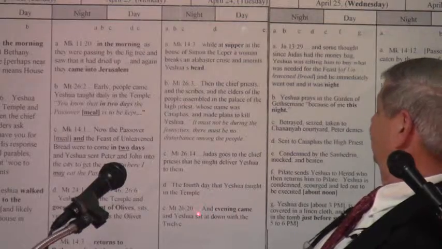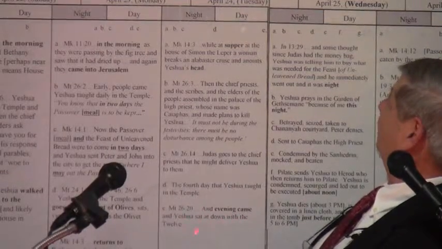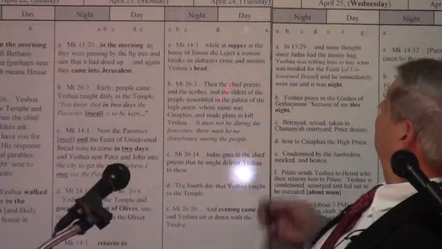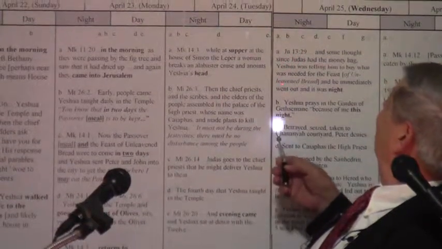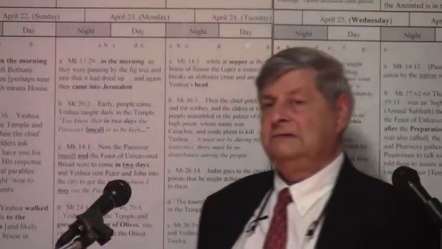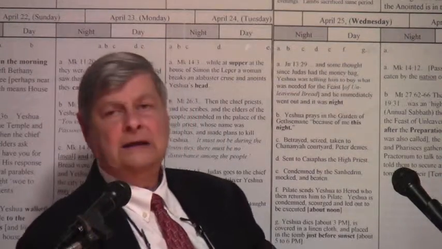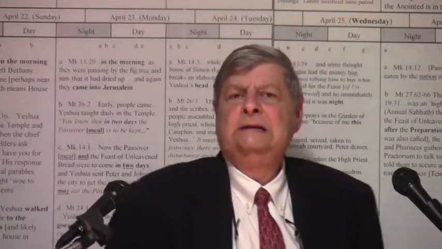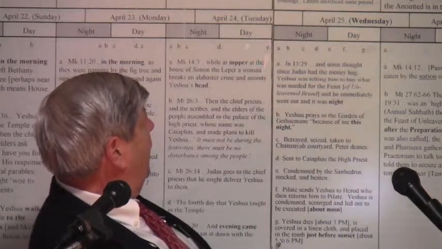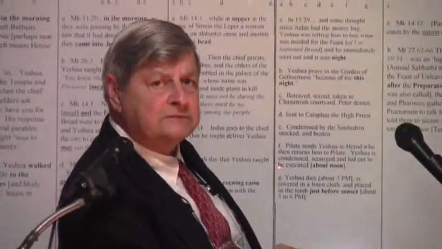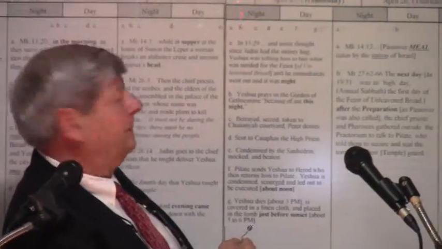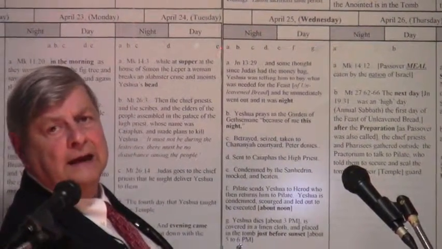And evening came, and Yeshua sat down with the 12. Here is evening, right here. It's just before sunset, and they sat down and had the evening meal. The difference in what they did and what the Jewish population did nationally is this. They had their evening meal after sunset when it was dark. The scriptures tell us it was dark. Therefore, it would have actually occurred here. This being night, it would have occurred at the beginning of the night.